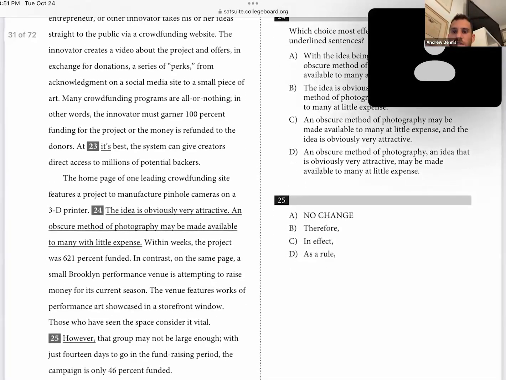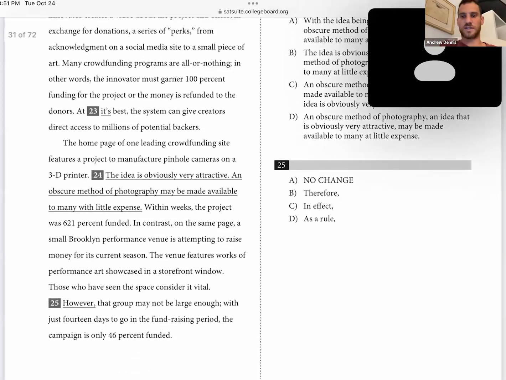25. Within weeks, the project was 621% funded. In contrast, on the same page, a small Brooklyn performance venue is attempting to raise money for its current season. The venue features works of performance art showcased in a storefront window. Those who have this space considered vital. However, that group may not be large enough. With just 14 days to go in the fundraising period, the campaign is only 46% funded.